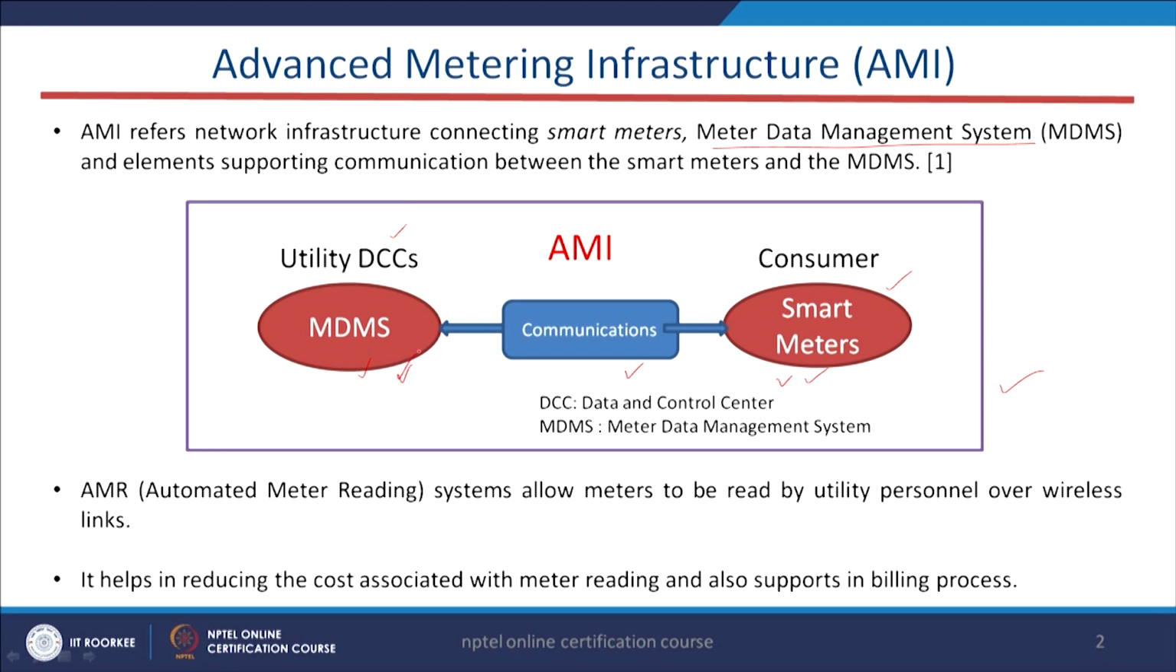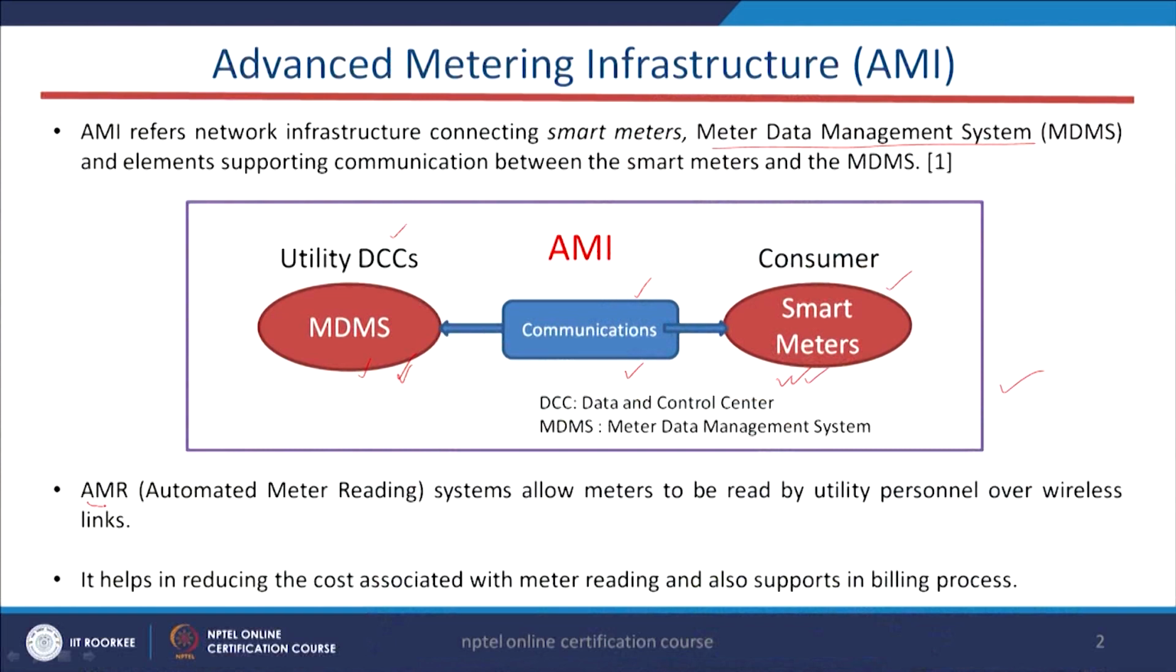These 2 blocks, the MDMS and smart meters, are connected with each other, or communicate with each other, with the help of a communication infrastructure. So, this is how this very basic block diagram works as far as the advanced metering infrastructure of the smart grid system is concerned. This is a very important component, or you can say technology, of the smart grid system.